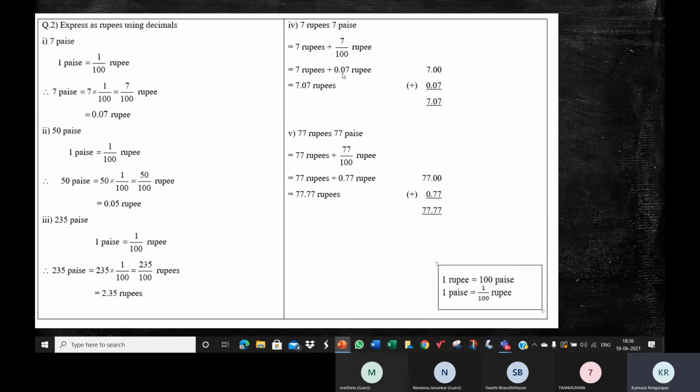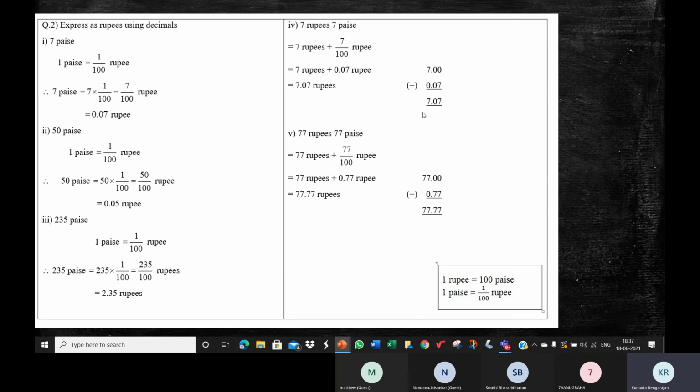After the decimal point, 2 digits. Look, this is the decimal point. After that, there should be 2 digits. But there's only 1 digit, 7. So add a 0. So 0.07. You can always add the 0 here. 0.07.